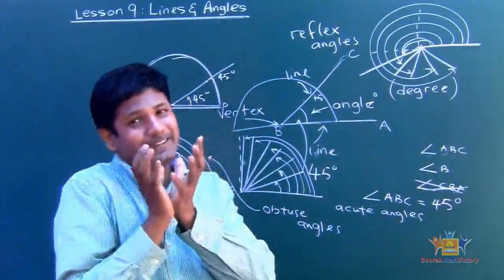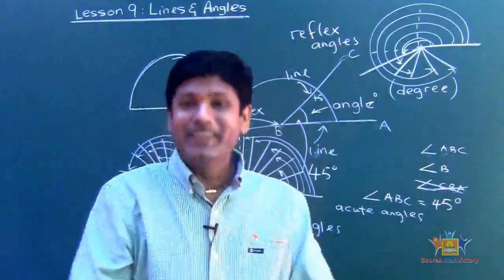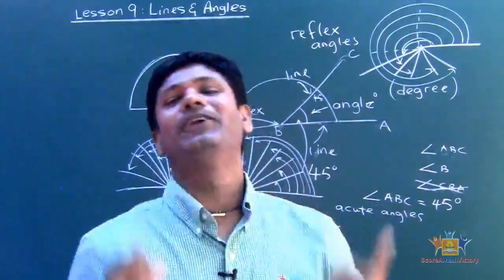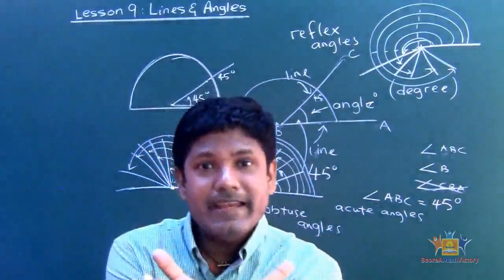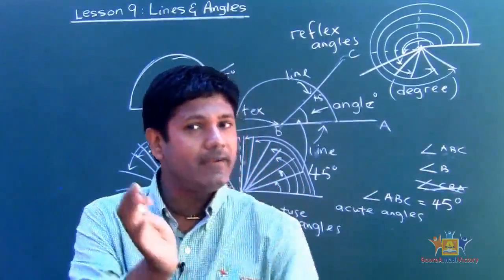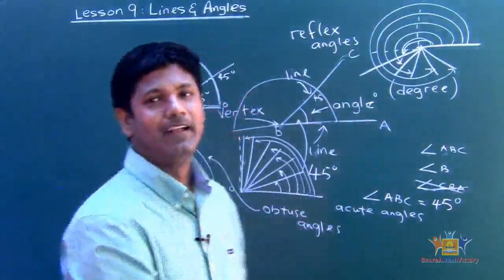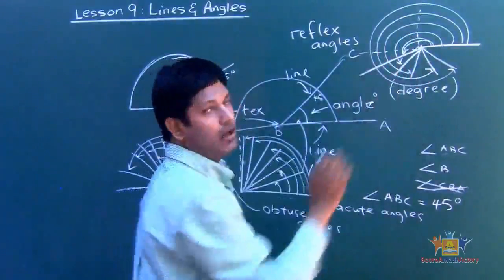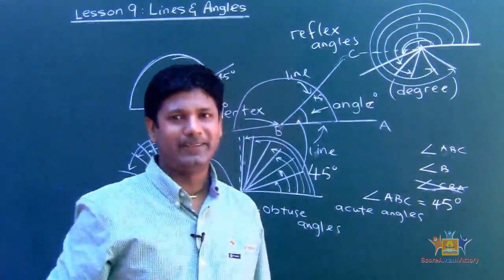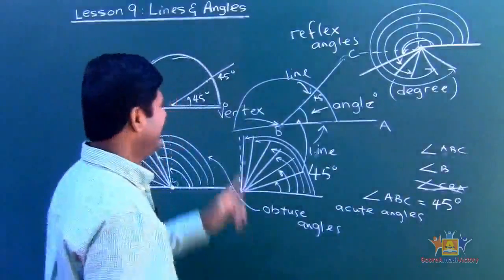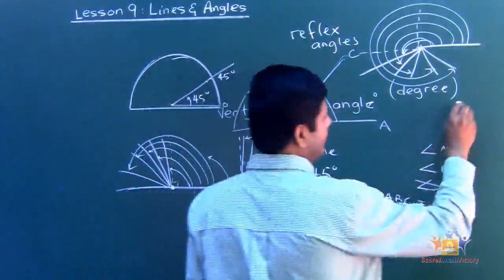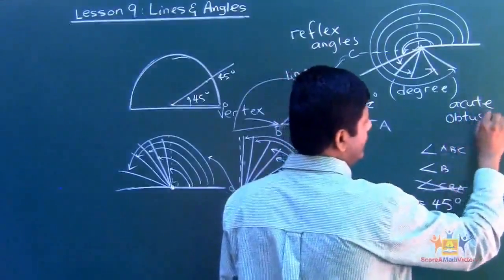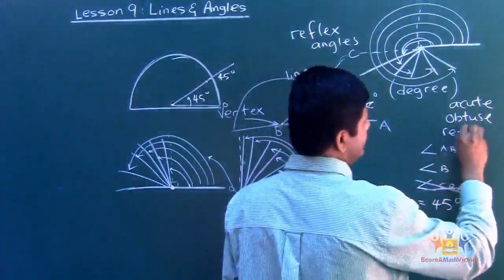When the angle is small, we call it acute, so that means small angles. Anything less than 90 degrees is an acute angle. Anything more than 90 degrees but less than 180 degrees is an obtuse angle. Something that passes 180 is called a reflex angle. Good, so let's write that down: acute angle, obtuse angle, and reflex angle.